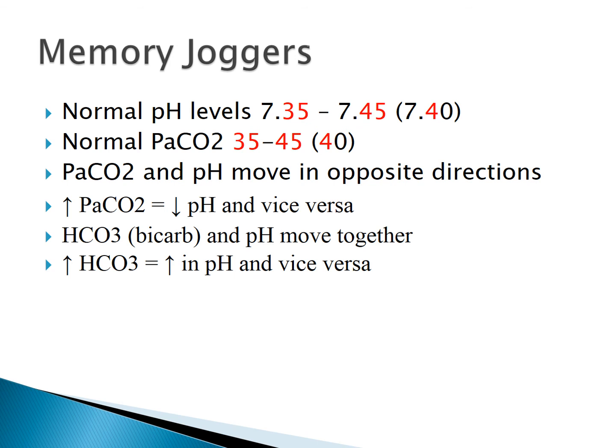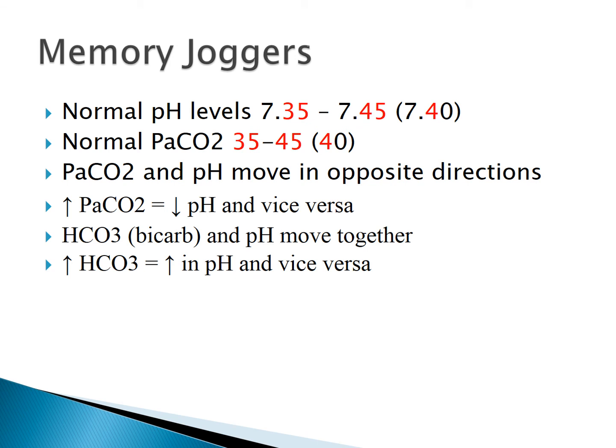Your PaCO2 and pH move in opposite directions. Okay, so if you have a high PaCO2, you're going to have a low pH. And vice versa. If you have a low PaCO2, you're going to have a high pH. Your bicarb and pH move together. So your high bicarb will have a high pH and vice versa. If you have a low bicarb, you're going to have a low pH. Okay?